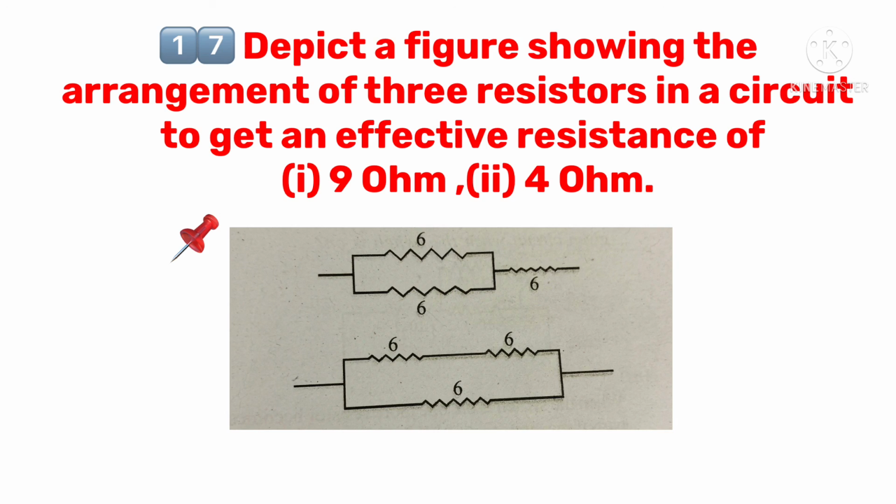17th question. Depict a figure showing the arrangement of 3 resistors in a circuit to get an effective resistance of 9 ohm and 4 ohm. This figure shows the circuits. The effective resistance of the first circuit is 9 ohm and the effective resistance of the second circuit is 4 ohm.